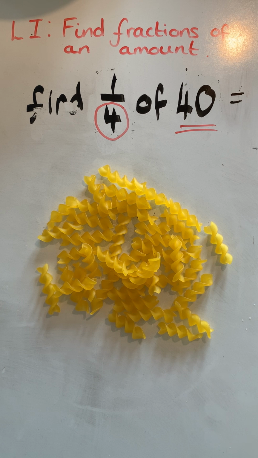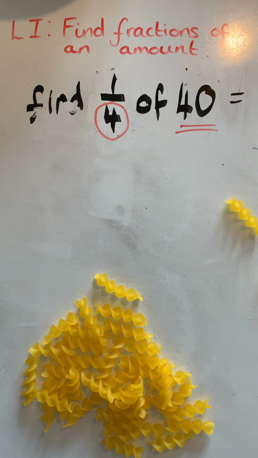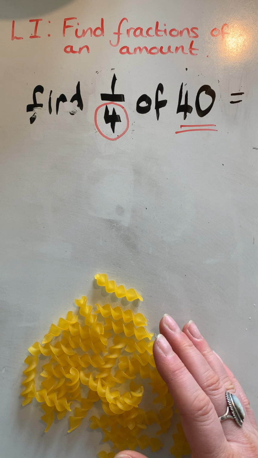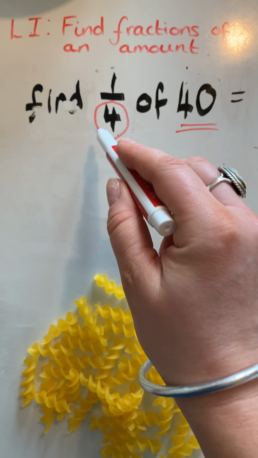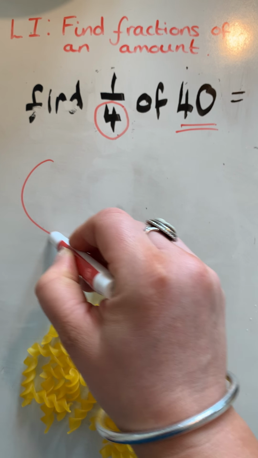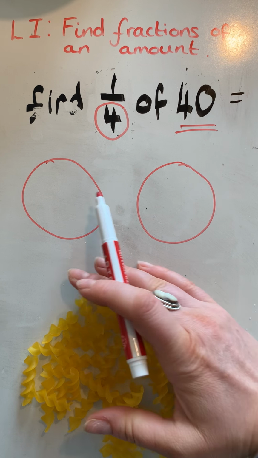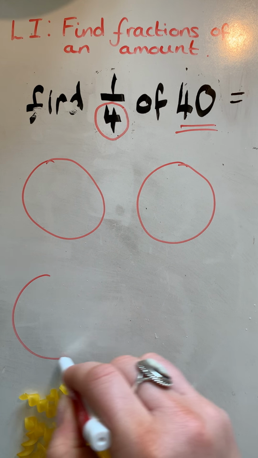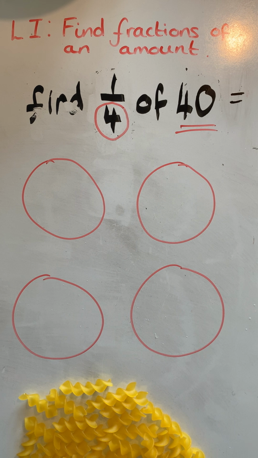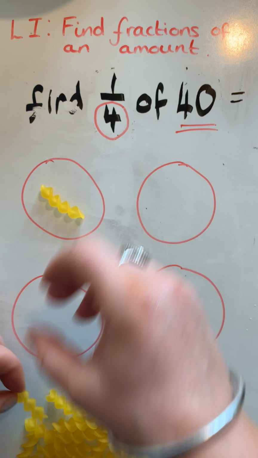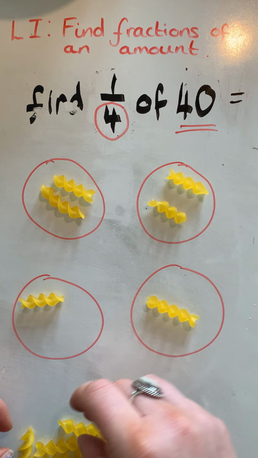Okay, so now we're ready for the solution. So I'm just going to move these down here. Now I know from looking at my fraction that I need to put my pasta shells, if they'll stay in one place, into 4 equal groups. So I'm going to use this pen to help me to separate them. Okay. And now I'm going to start sharing. 1, 2, 3, 4. 1, 2, 3.